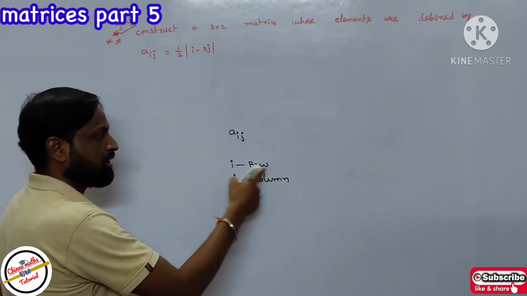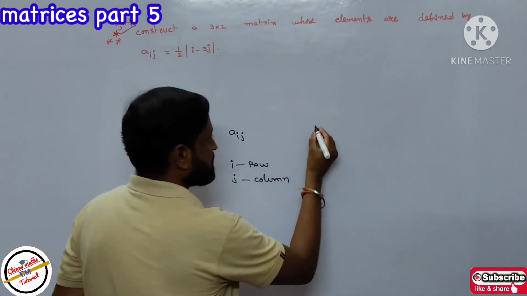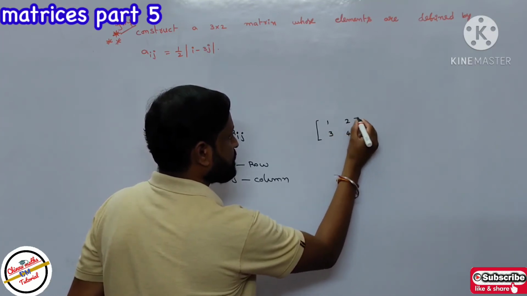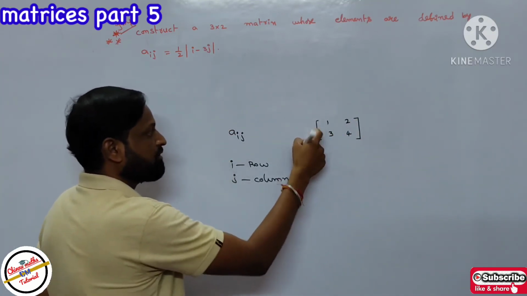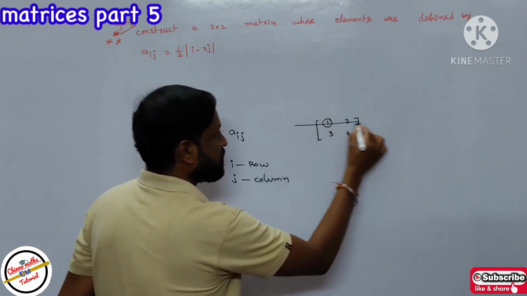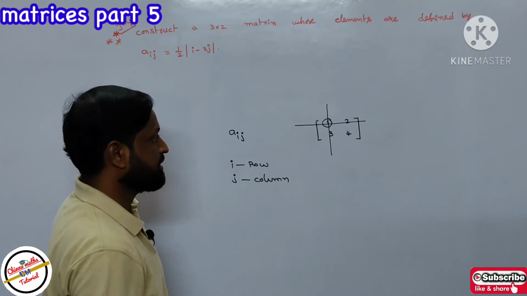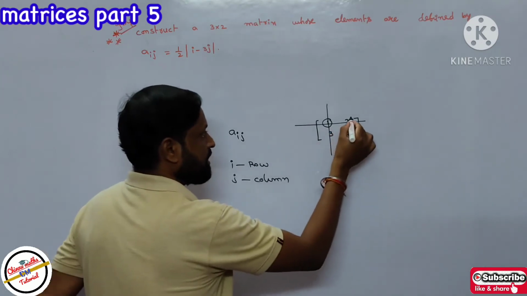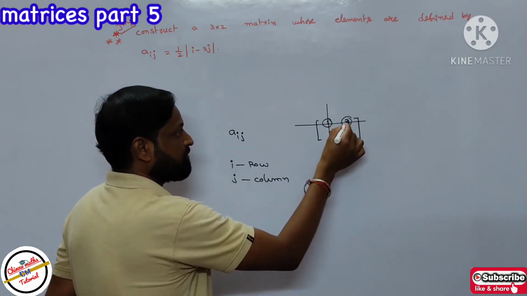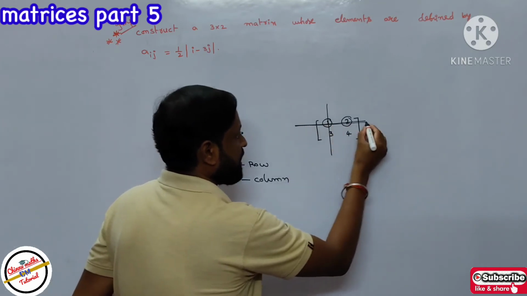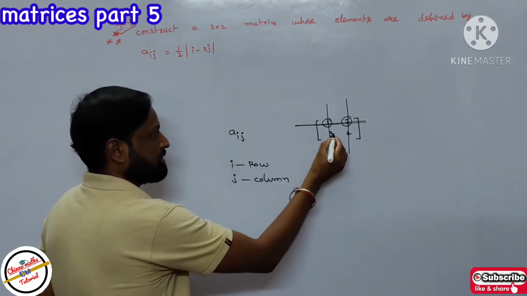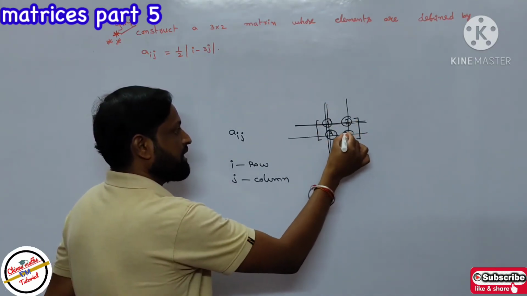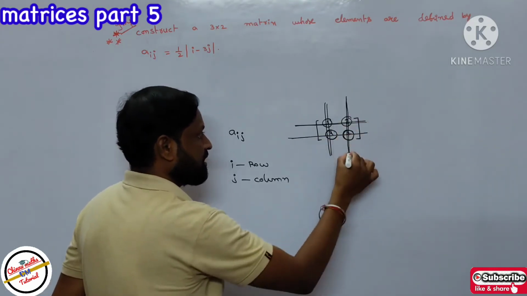So a_ij is the element of the ith row and jth column. Let's take some examples. Here we have 1, 2, 3, 4. 1 is the element of the first row and first column. 2 is the element of the first row and second column. Then 3 is the element of the second row and first column. 4 is the element of the second row and second column.